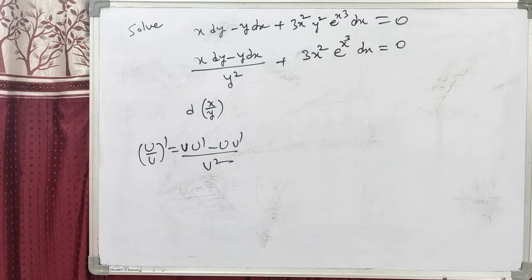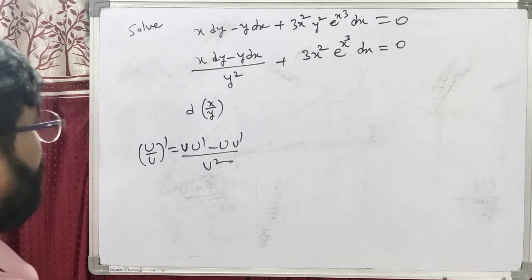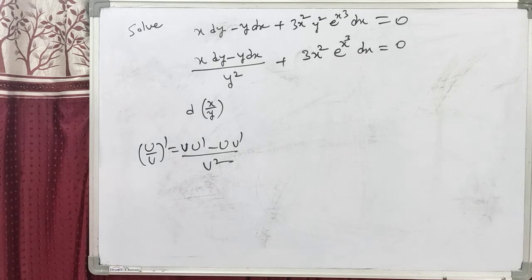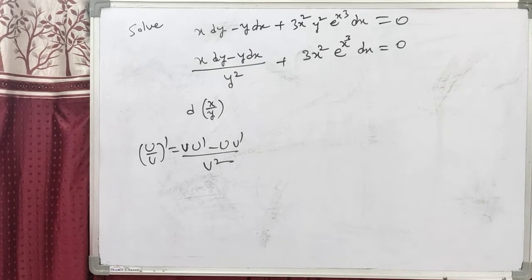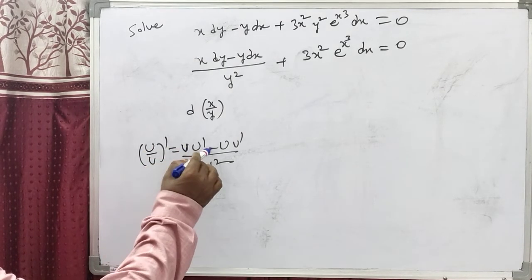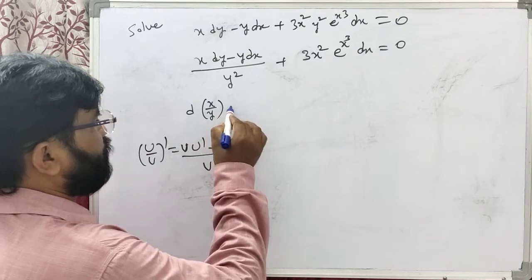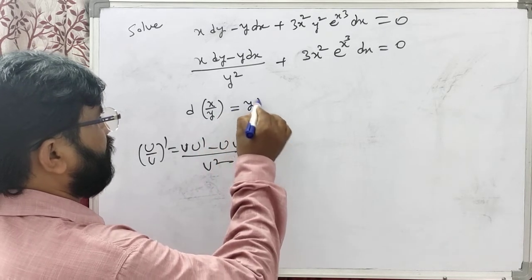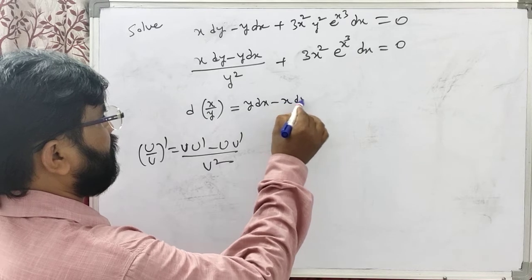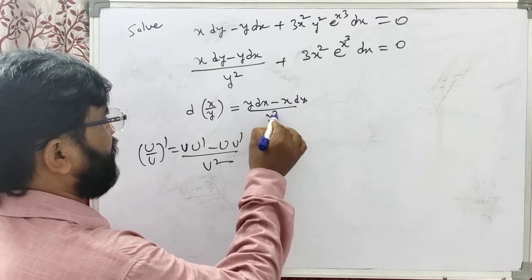So here we can write, students, y dx minus x dy. How to get this, students? This is the derivative of u by v, which is v u dash minus u v dash by v square. The derivative of x by y, students, is y dx minus x dy by y square.